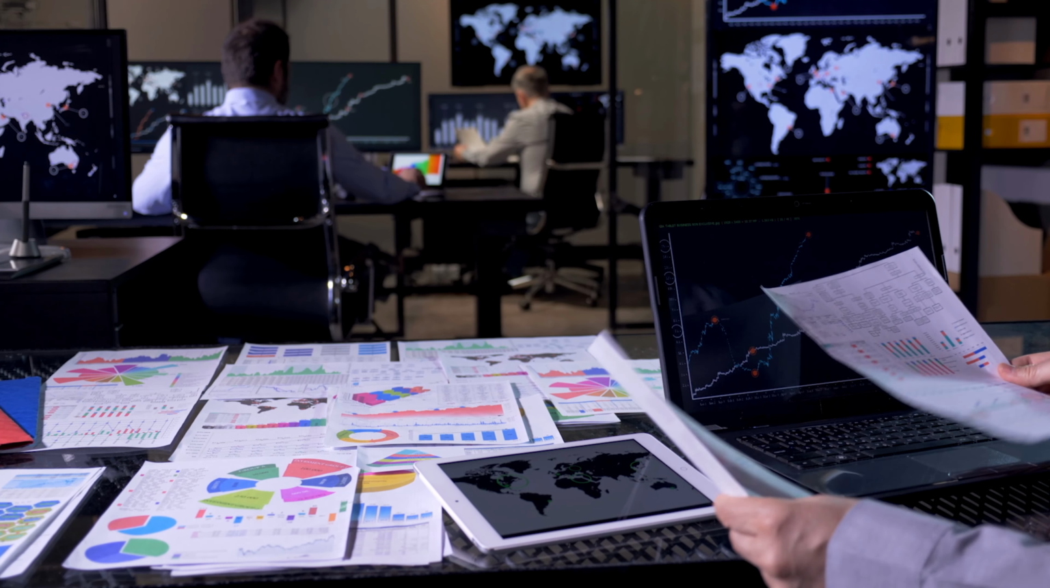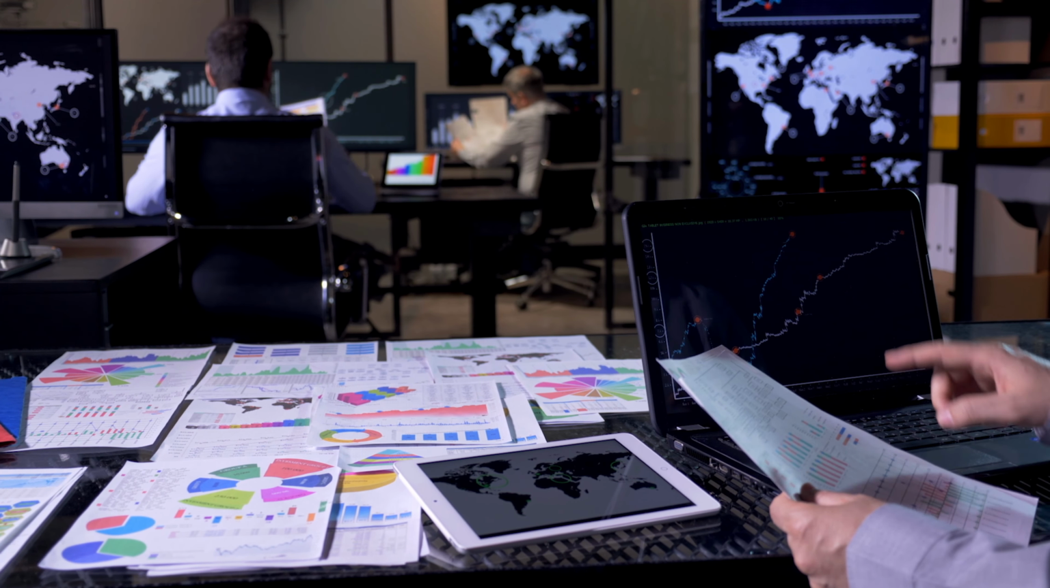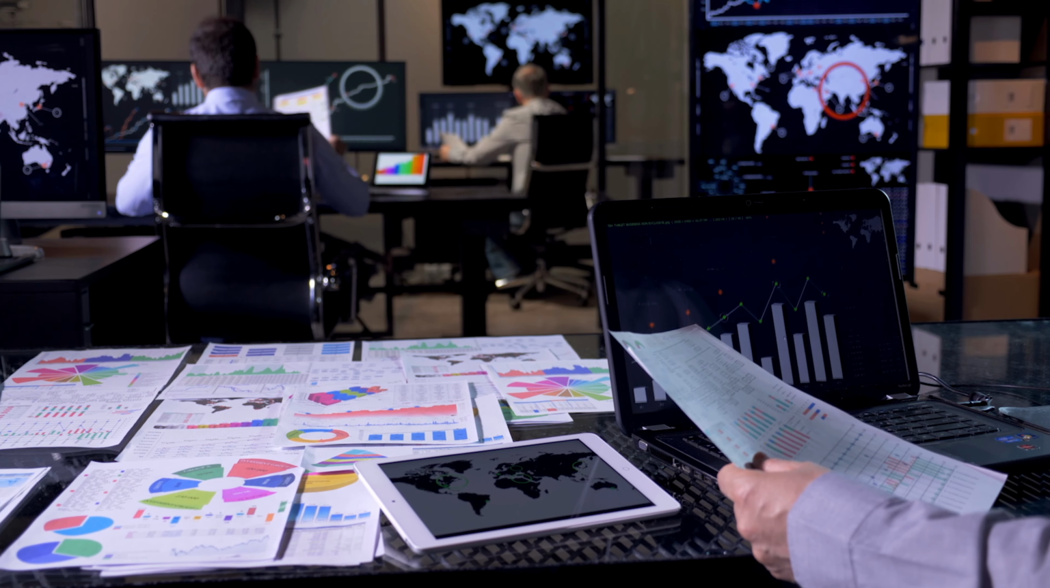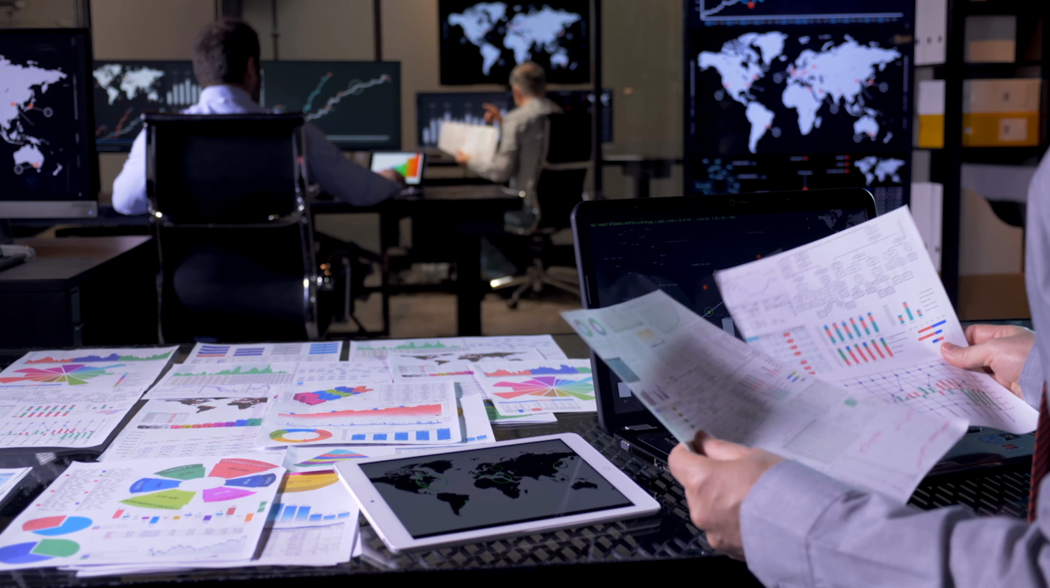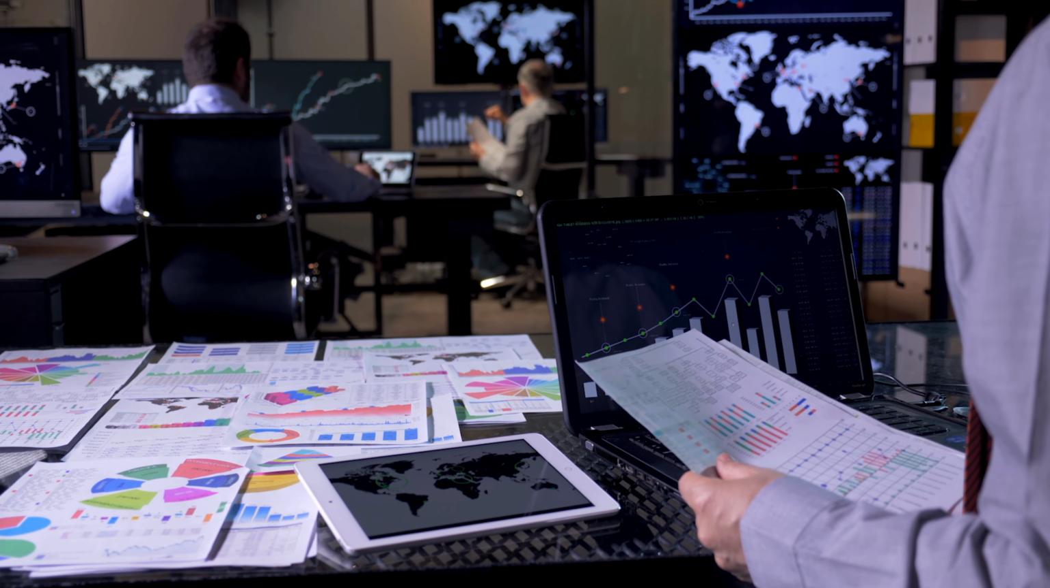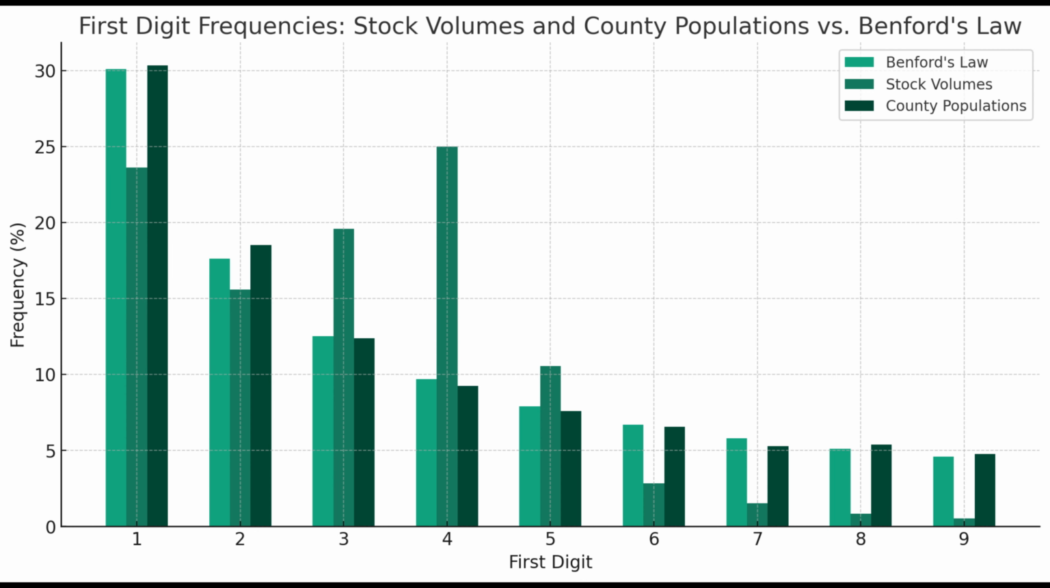Let's consider a hypothetical scenario. Imagine you're an auditor tasked with checking a company's financial records for potential fraud. How might you use Benford's law in your investigation? One approach would be to extract all the numbers from the financial statements and calculate the frequency of each leading digit. Then, you could compare this distribution to the one predicted by Benford's law. If there are significant deviations, especially in the higher digits, it could be a red flag that warrants further scrutiny.